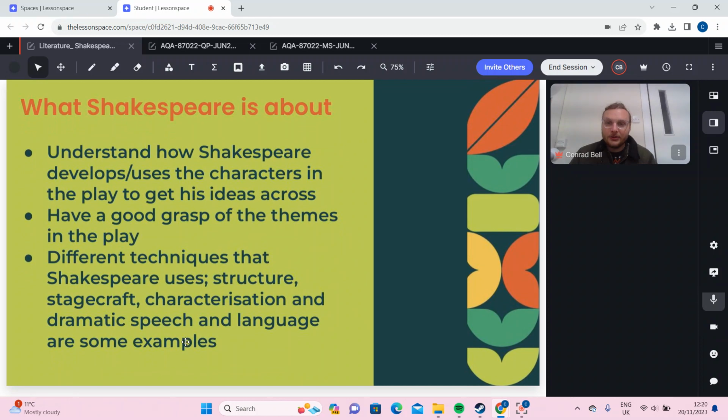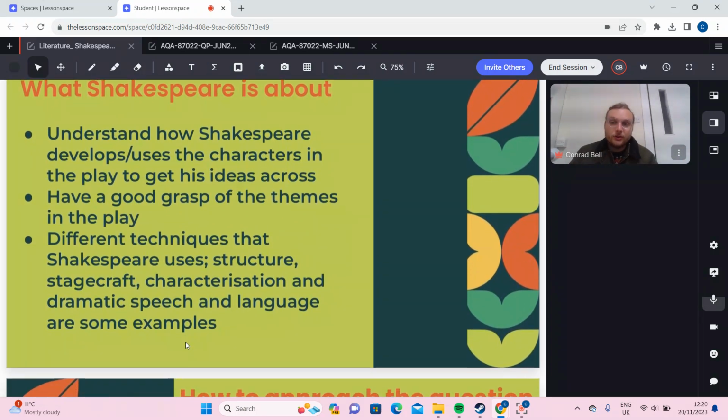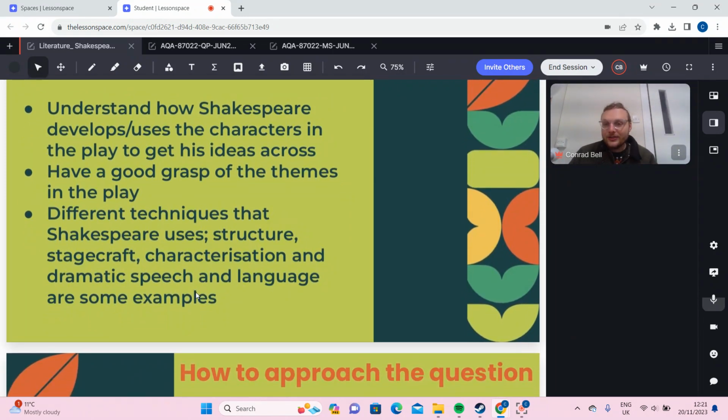Understand how Shakespeare develops and uses characters in the play to get his ideas across. Have a good grasp of the general themes in the play. And then different techniques that Shakespeare uses. So this is more about the AO2 now, but being able to understand how he uses structure, stagecraft, characterization, and dramatic speech and language are some examples.